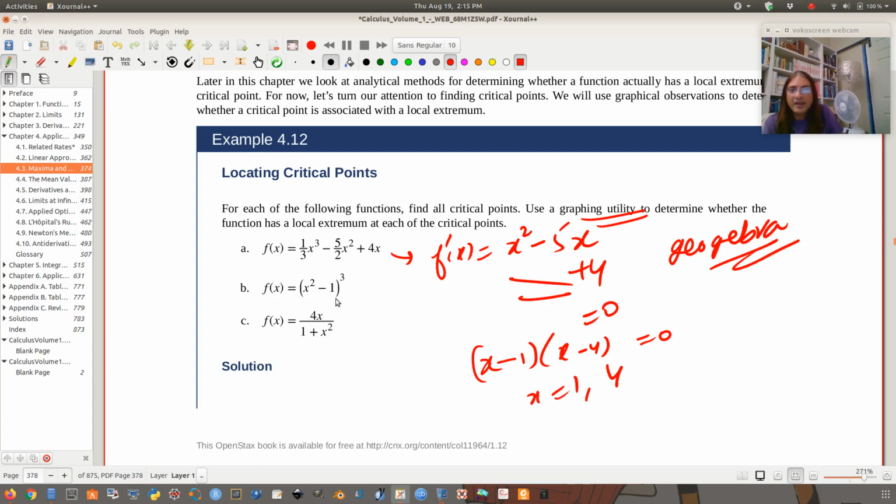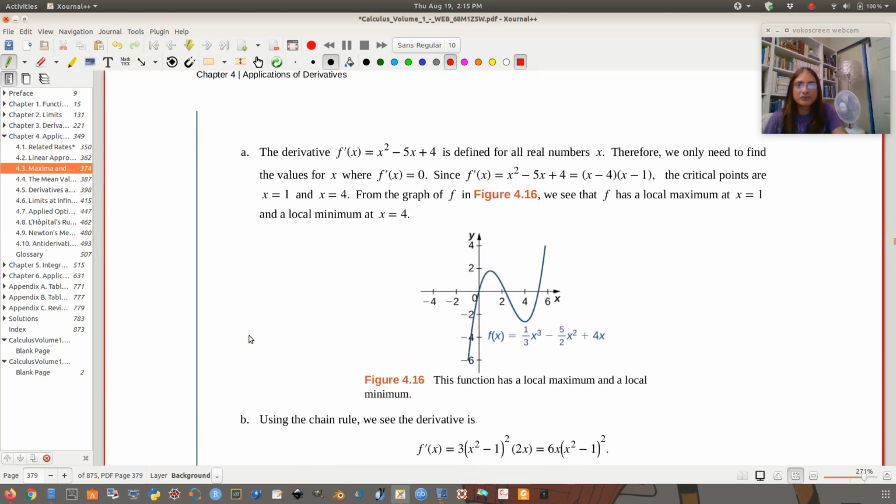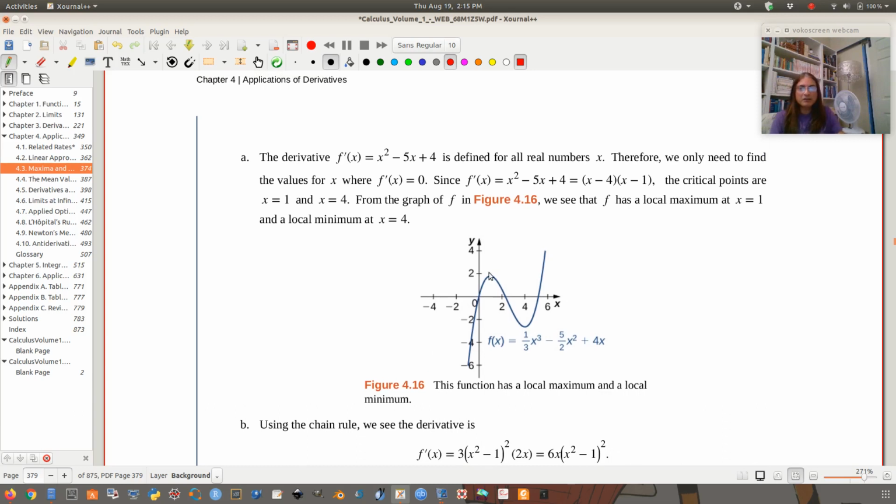Yeah, and this one also do the same thing. Take the derivative and make it equal to 0. So each of the problems, what you have to do, here is the plot of the function, and you can see at x equals 1 and x equals 4, the derivative is equal to 0.